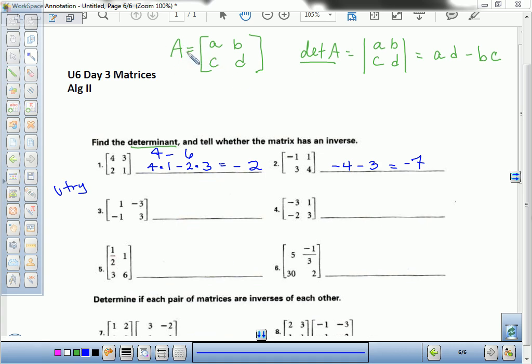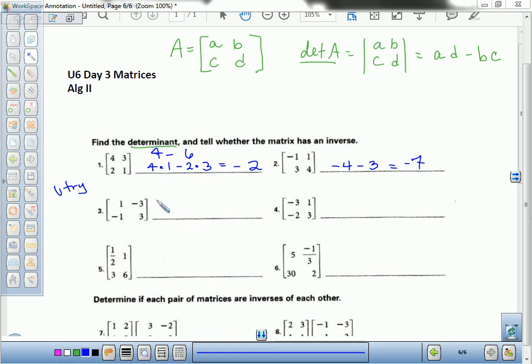We haven't recorded until now. To find the determinant, it is the difference in the cross products. So this entry times this entry minus this entry times this entry. This is our notation, either determinant, and we name the matrix, or the big absolute value bars around the matrix.